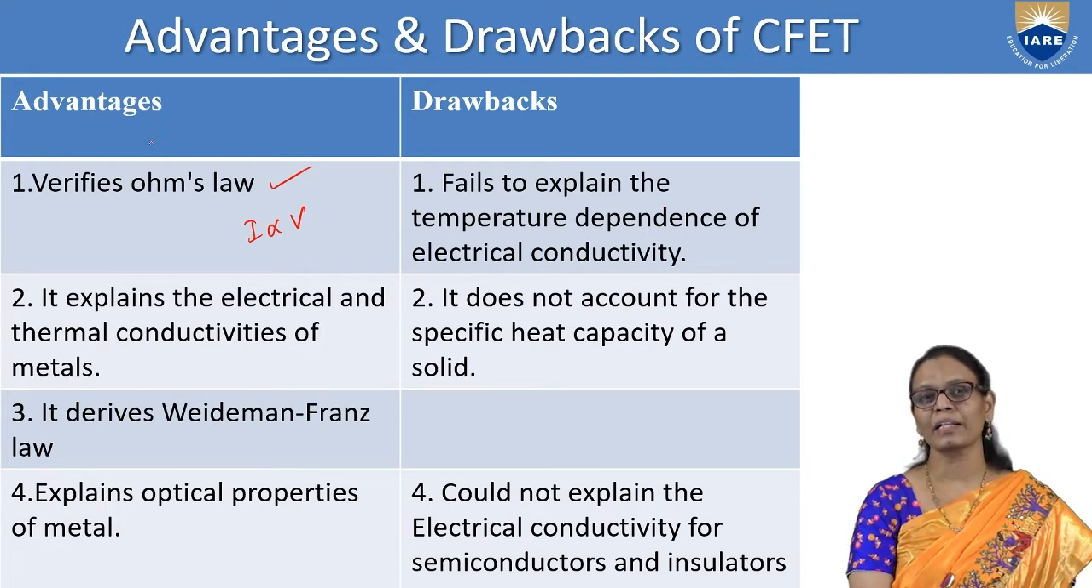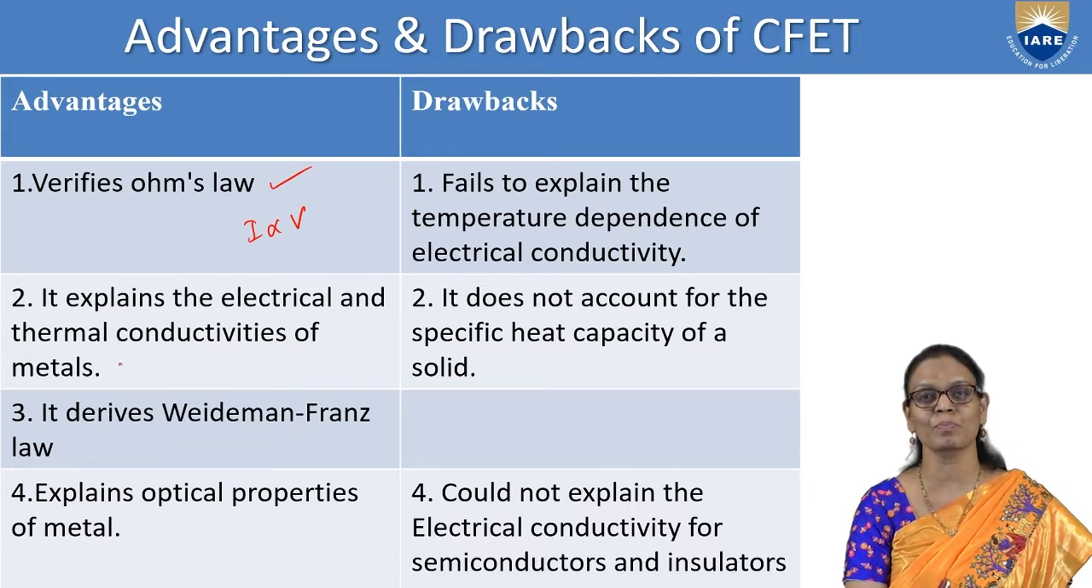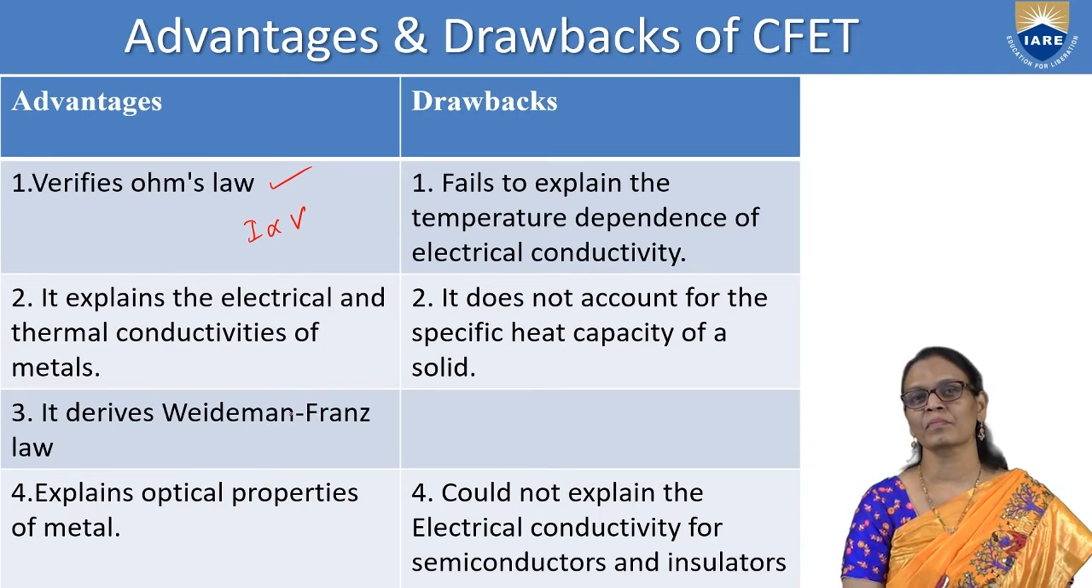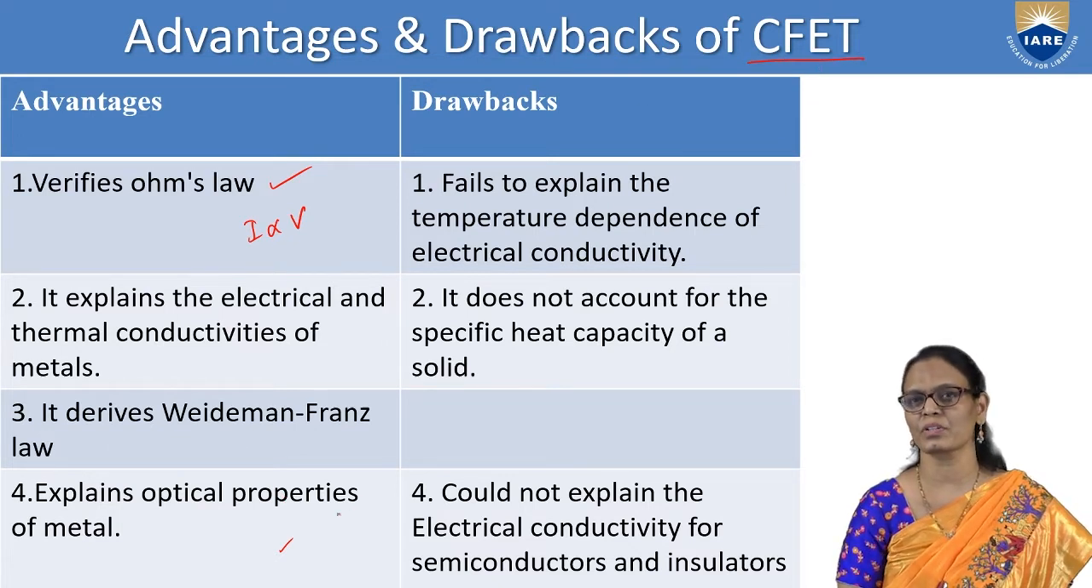Then, in the advantages, the electrical and thermal conductivities of metals could be explained. They said the free electrons are moving, so because of that there is current. And then it derives the Wiedemann-Franz law, which connects the electrical conductivity as well as the thermal conductivity, and it also explains the optical properties. So all these are the advantages of classical free electron theory.